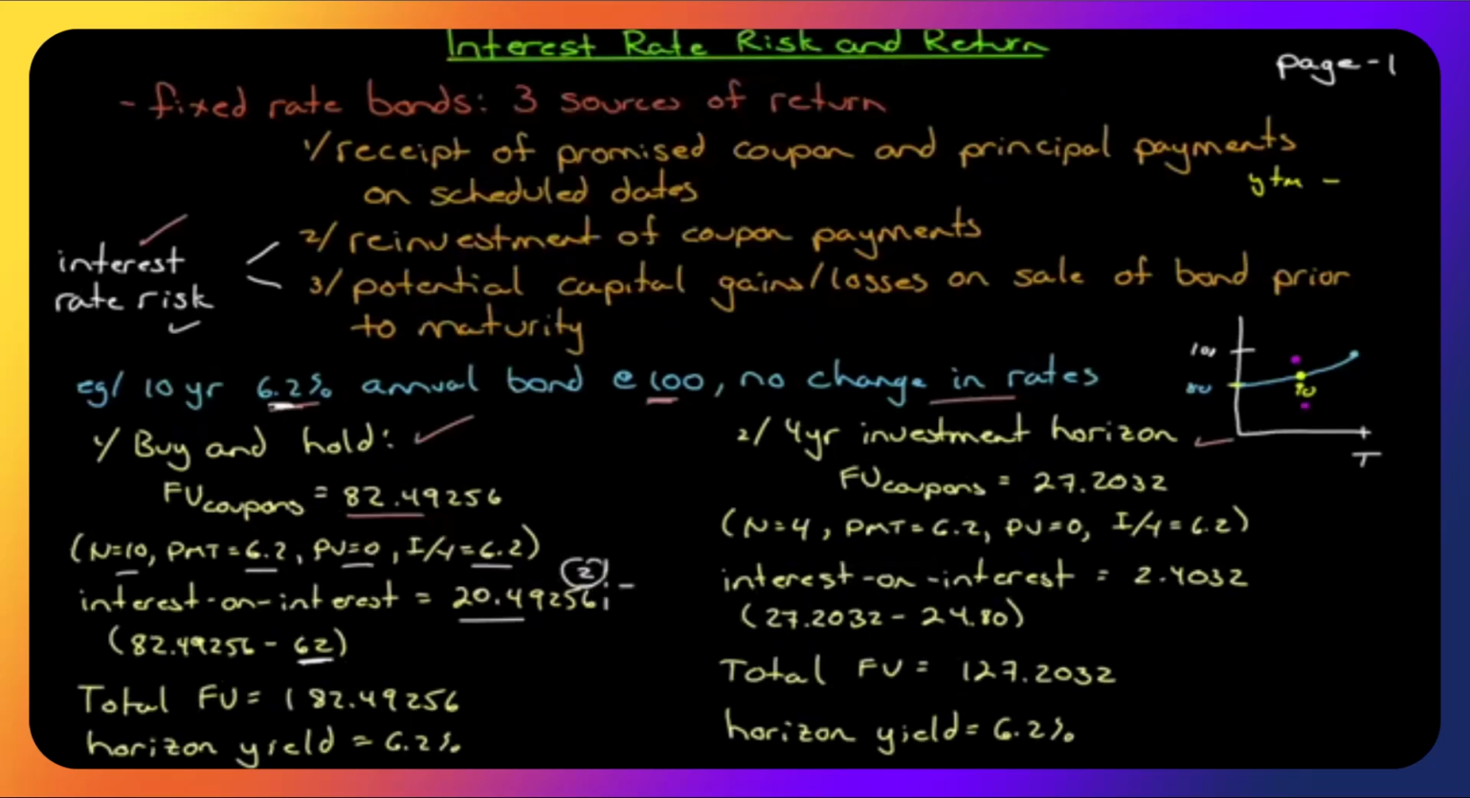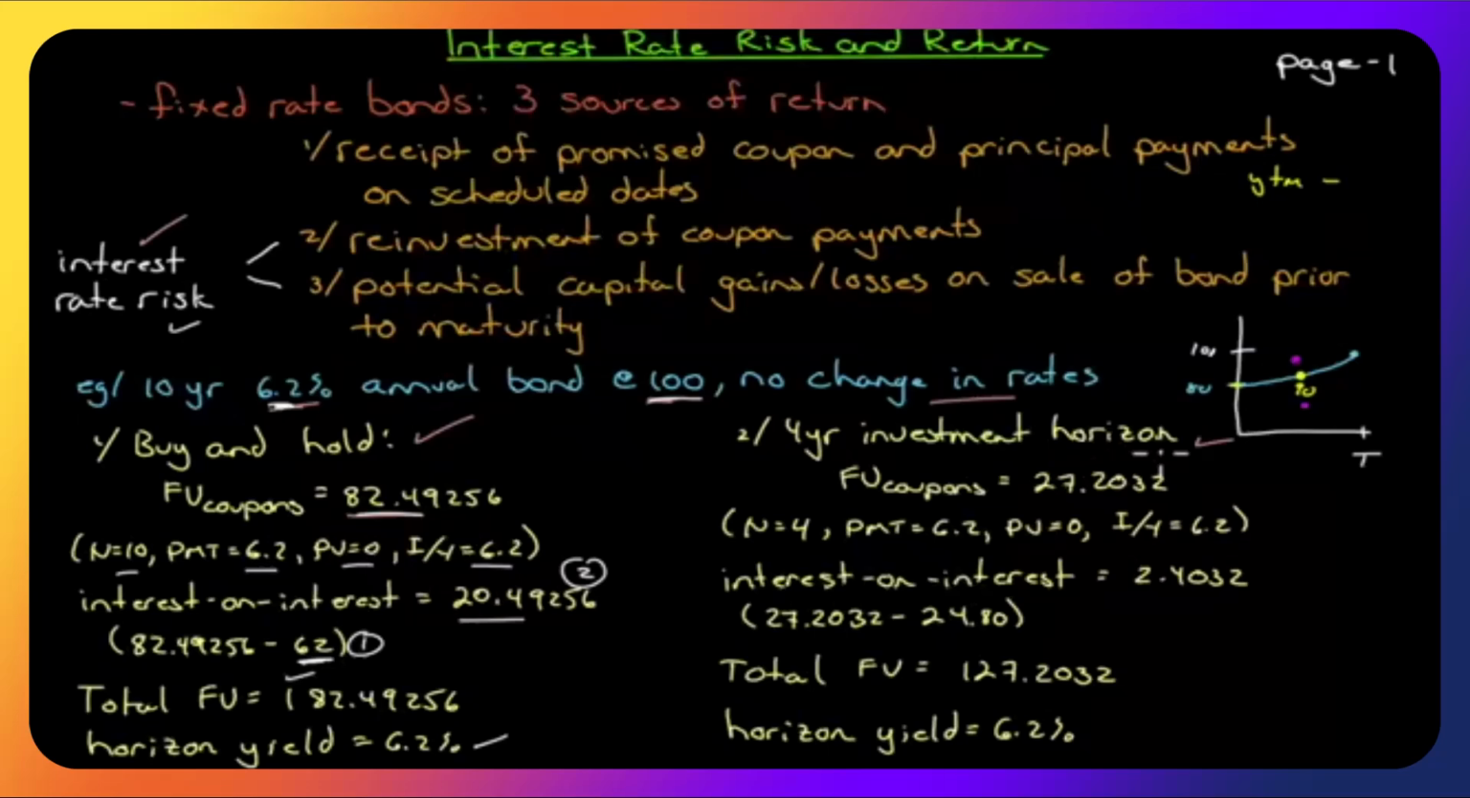The reinvestment of coupon payments. That is the return on our reinvestment. The 62 was part of return source number 1, the receipt of promised coupon and principal payments on scheduled dates. So our total future value will be 182.4926 because there is the 100 we get back. We bought it at 100, we'll get 100 back. Future value of coupons was 82, 182. Our horizon yield is 6.2%.